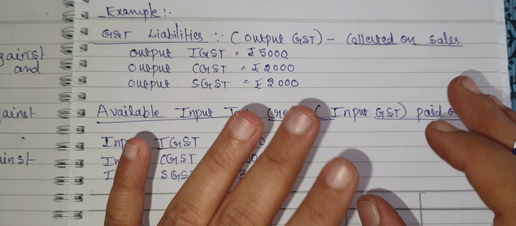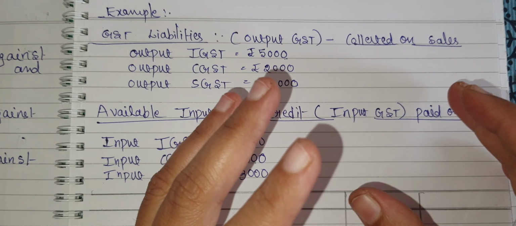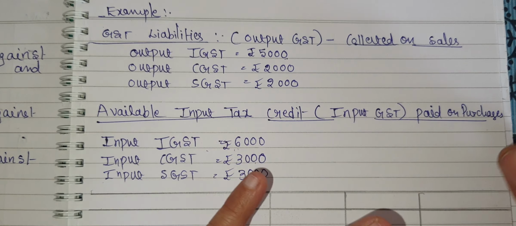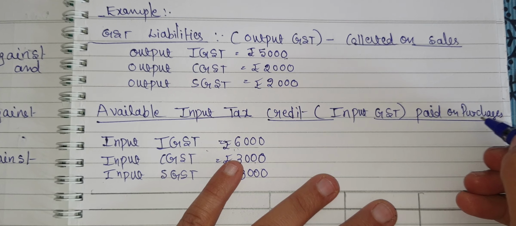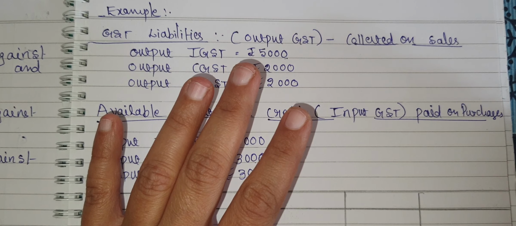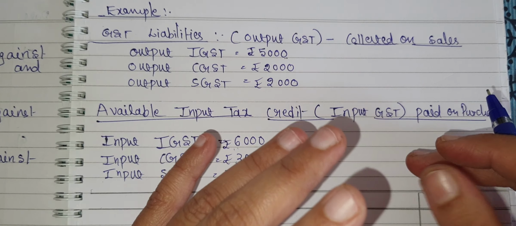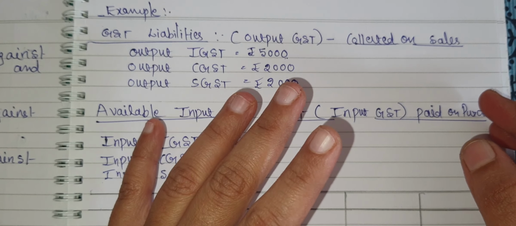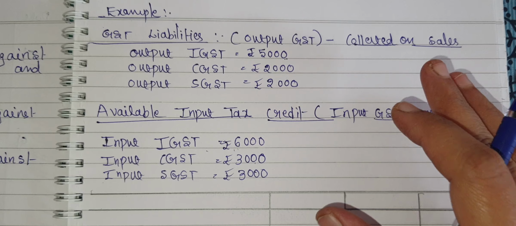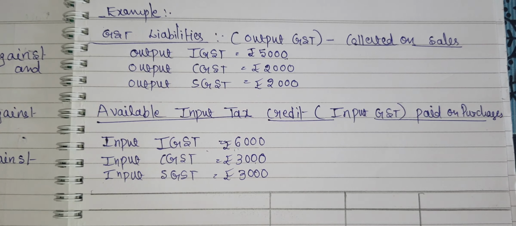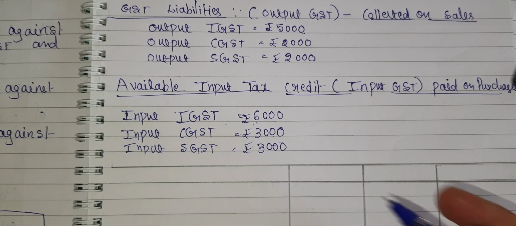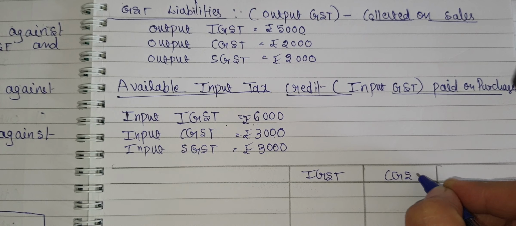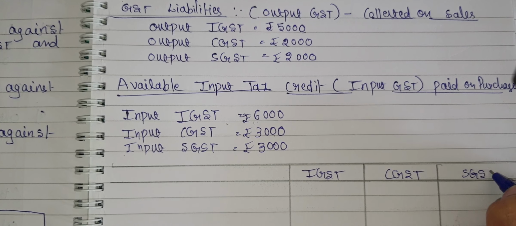Here you need not pay the full tax to the government, only the net balance goes to the government, because on purchases you have already paid the tax. You need not pay the tax to the government twice. Okay, this is about input tax credit. Now we will solve the problem. First one, IGST, CGST and SGST.